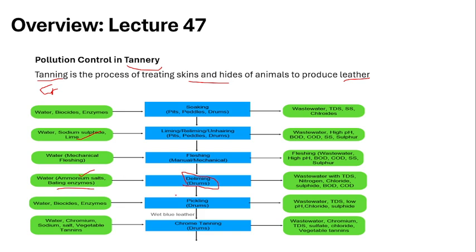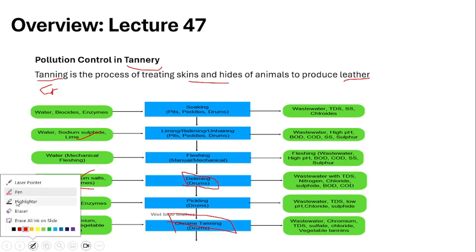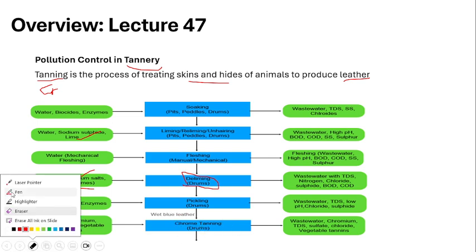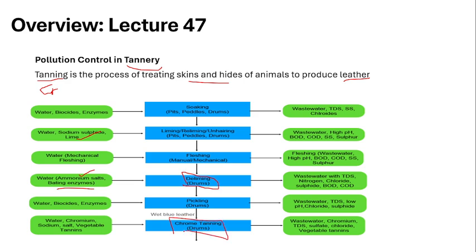Okay. So now the next step is pickling, where again we use water, biocides, and enzymes. The wastewater stream now will have a low pH in it because we have again neutralized it, and we have some amount of chloride and sulfide in it. Next is the important step where we are doing the chrome tanning. For this chrome tanning, we use chromium salt. Okay, that is very important. This is a very important step. We use chromium, sodium salt, and some vegetable tannins for the conversion of these skins and hides into leather.